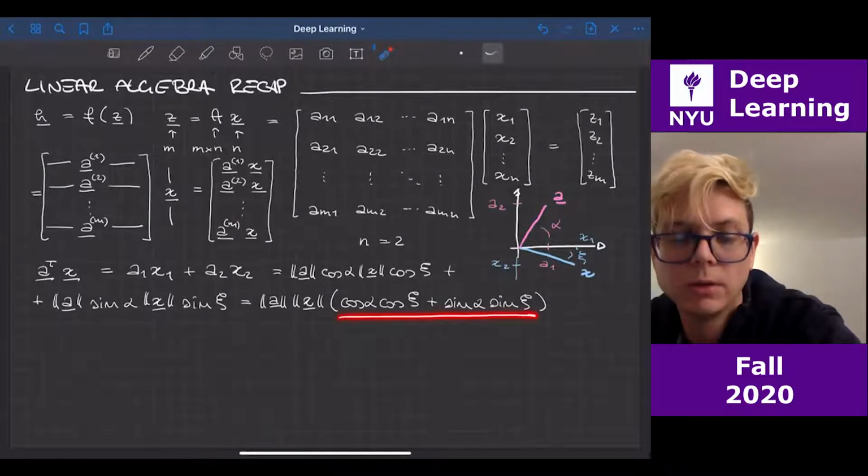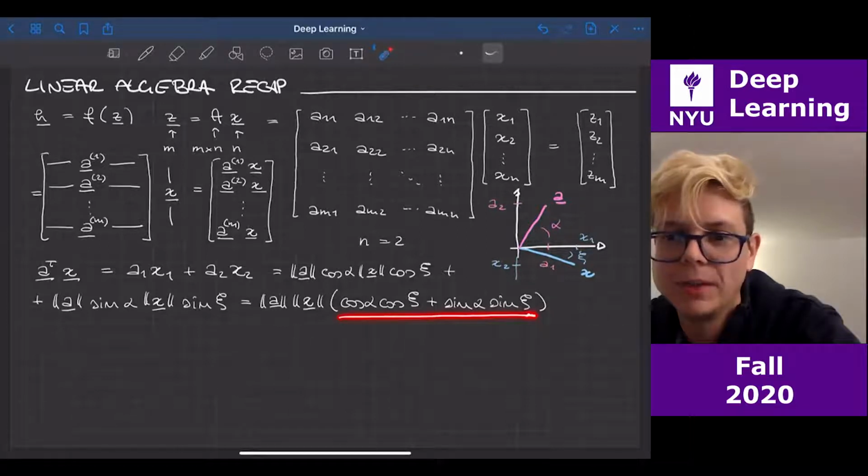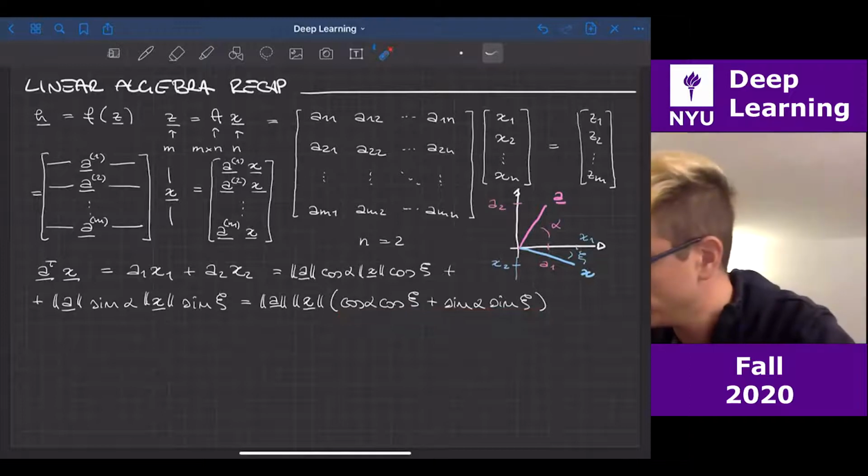From high school. You were just a few years ago in high school. Can you tell me how much is this expression? You're very quiet. It was more than 10 years ago. Okay, no, it's not equal to 1. Yeah, that's correct. Cos alpha minus xi, right?